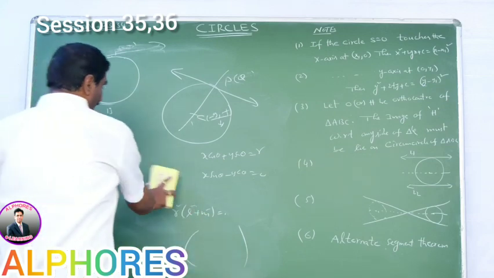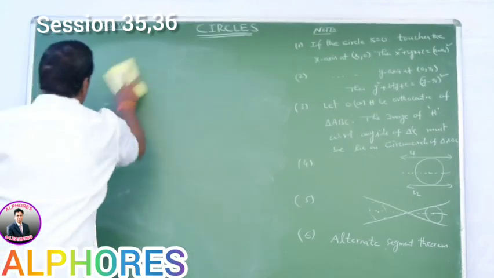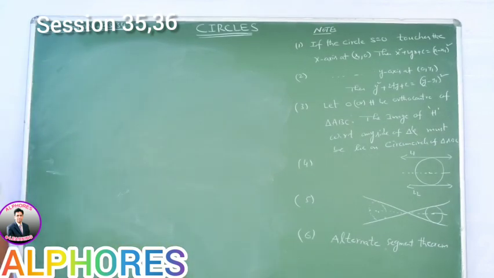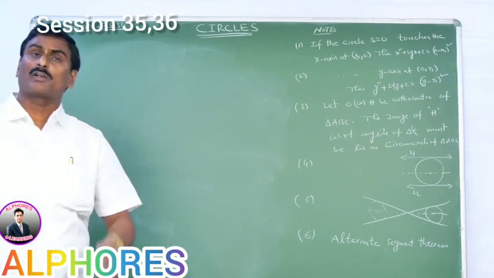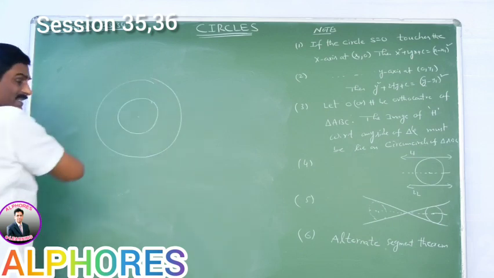Okay. Next, director circle. What is the director circle? The locus of the point of intersection of perpendicular tangents to the given circle is said to be a director circle. Every director circle is concentric with the given circle.